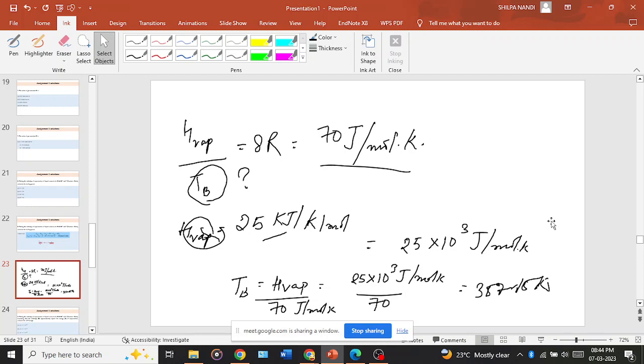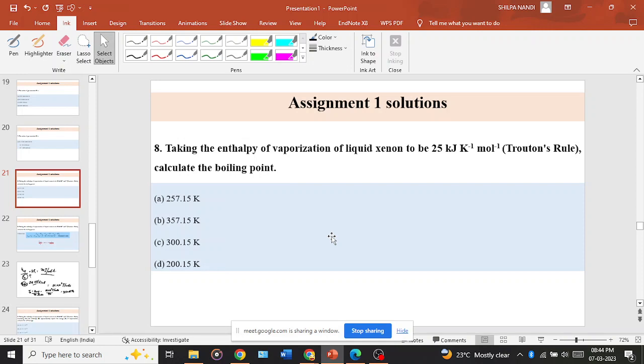I tried to solve this also, but the writing is not that clear. I hope it's quite easy to understand. You have to find out TB, and you have to convert 25 kilojoule per Kelvin per mole into joule. So it will come as 25 into 10 power 3 joule per Kelvin per mole, divided by 70, which will lastly come as 357.15 Kelvin, which was our option B.